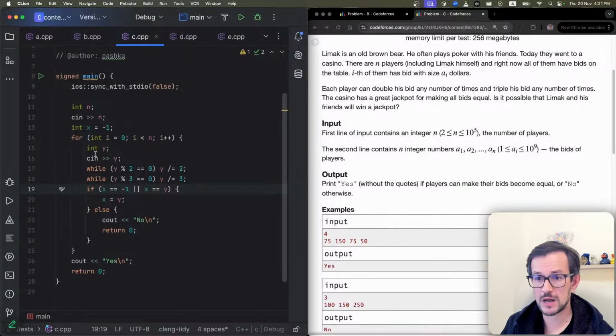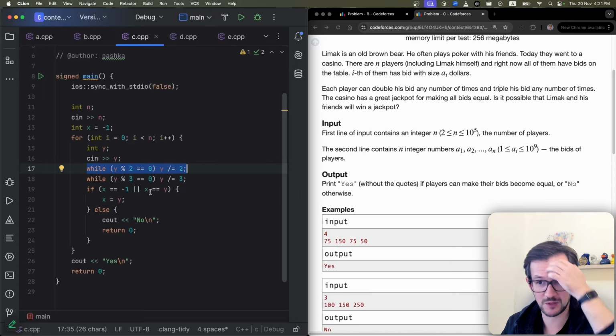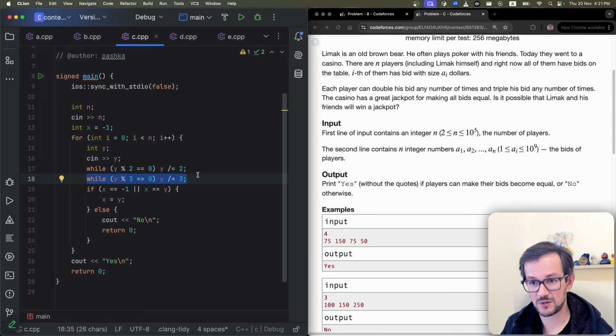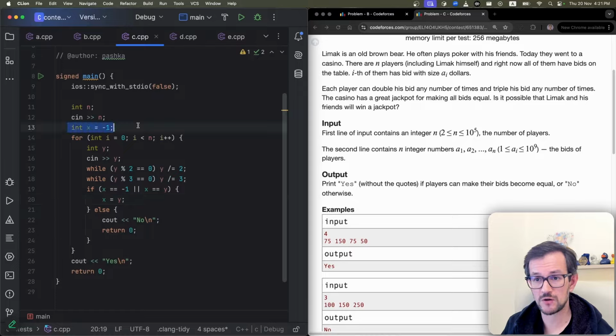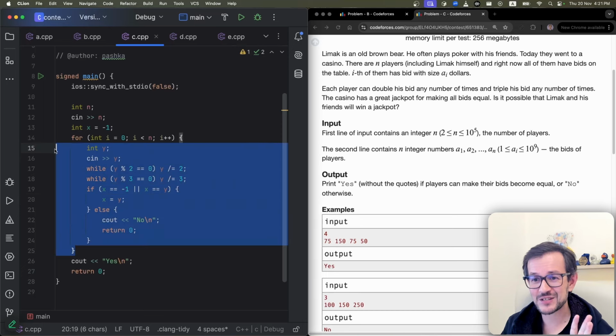So what are we doing here? I read the number, divide it by 2 until it's not divisible, and divide by 3 until not divisible. So I get out all factors 2 and 3 from the prime factorization of this number. And then I check that all these cores are the same. I do it in a strange way: I check if x is not initialized, or if it is the same, I put x equals y. It's just a strange way to check that all numbers are the same.